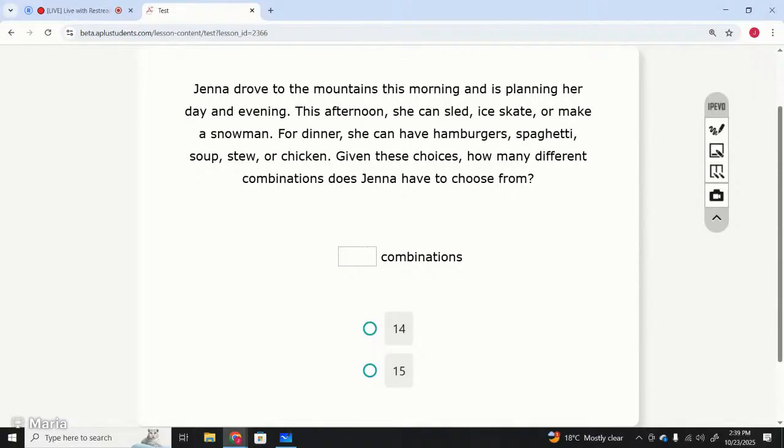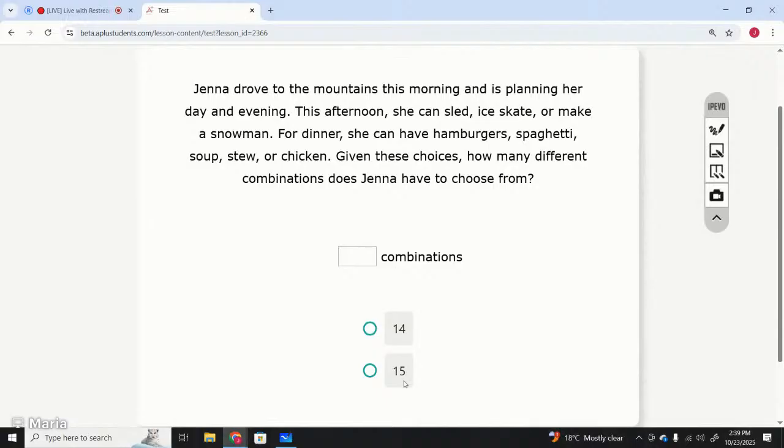Gina drove to the mountains this morning and is planning for day and evening. This afternoon she can sled, ice skate, or make a snowman. For dinner she can have hamburgers, spaghetti, soup, stew, or chicken. Given these choices, how many different combinations does Gina have to choose from? So, which is the correct option? Yes, very good. That is 15. Option number 2 is the correct option.